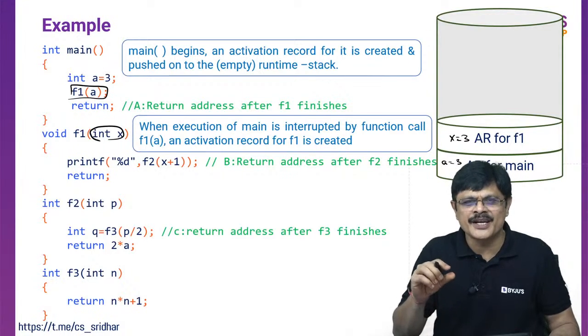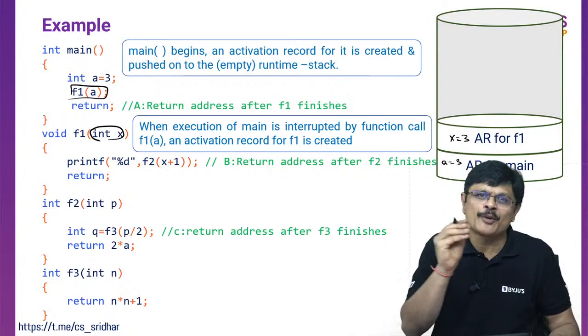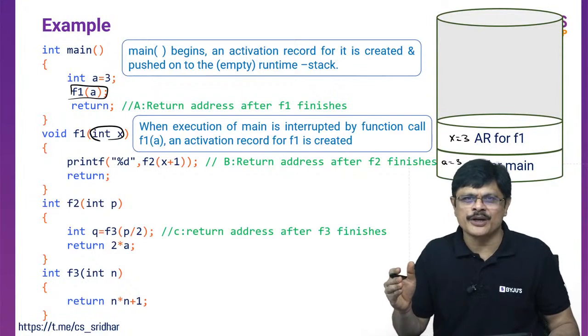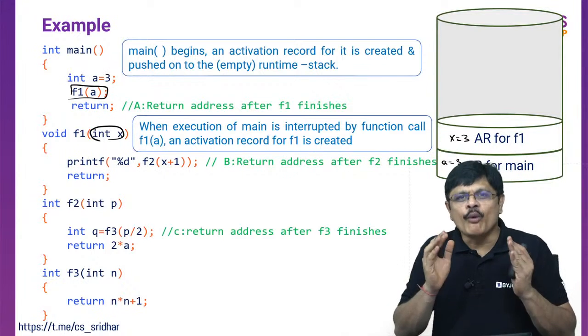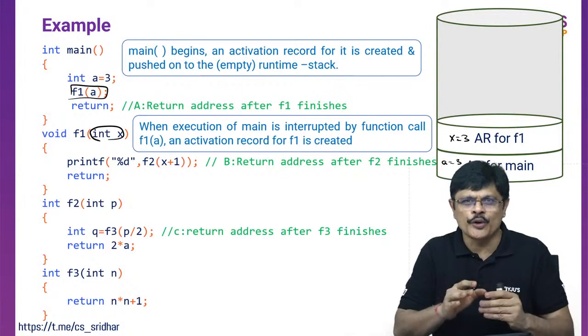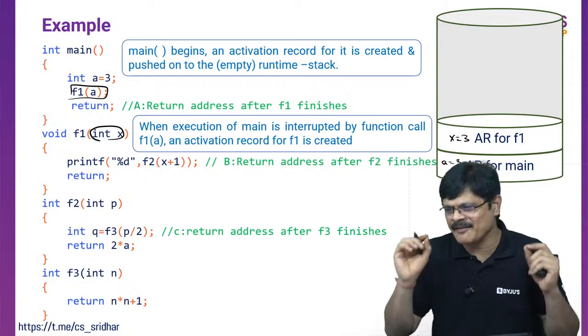We are only interested in the execution of the function and its return values. We are not interested in the rest of the story. Activation record means everything needed for execution of that particular function will be stored in that activation record, my dear friends. Am I clear?